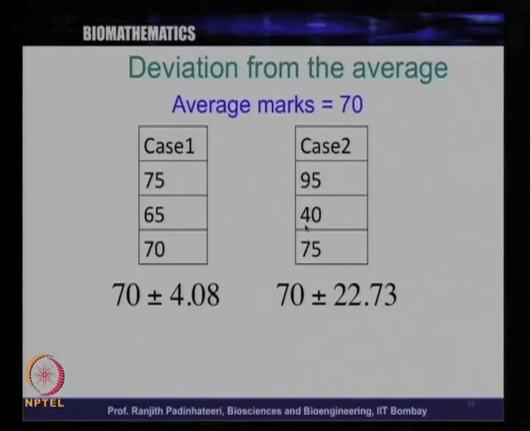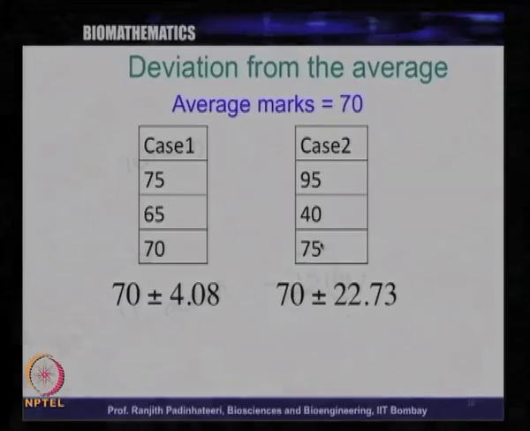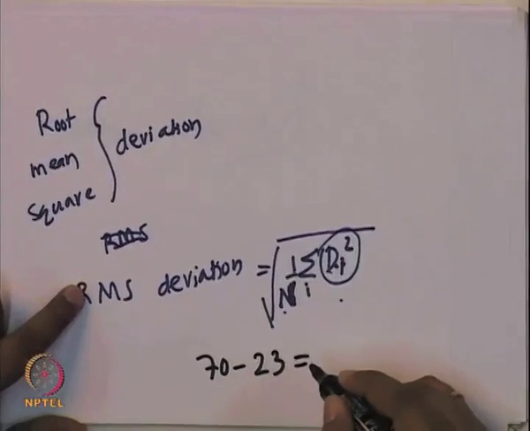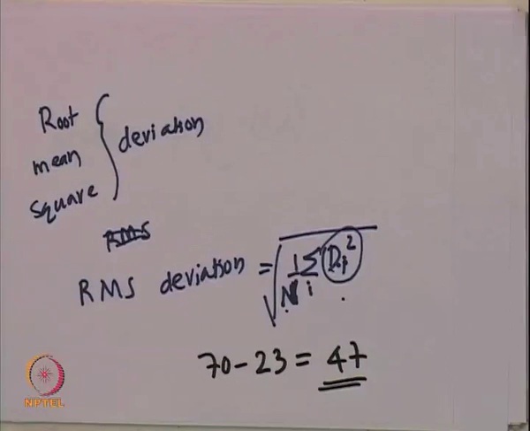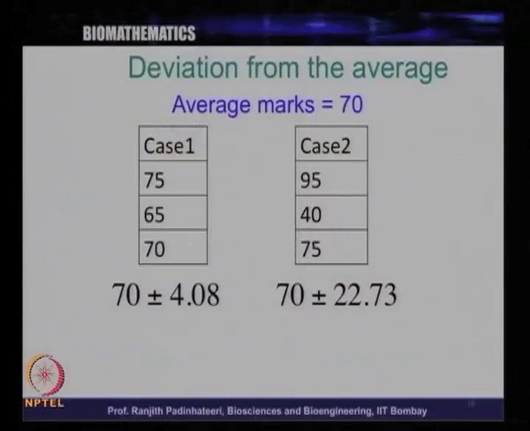Even here the average is 70, the one extreme value is 95, and the standard deviation we got was 22.73, which is like 23. So 70 plus 23 is 93, which is very close to this value, and 70 minus 23 is 47, and 47 is not very far from 40. So this is another extreme value here.